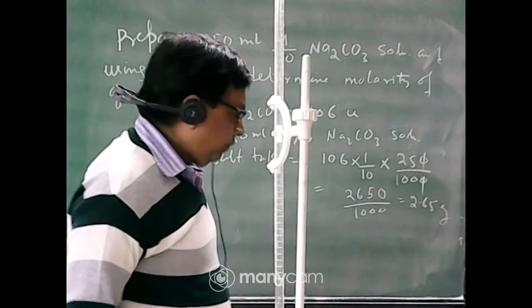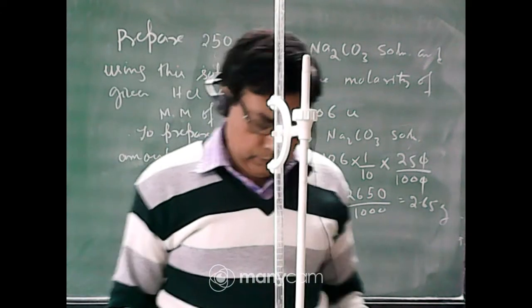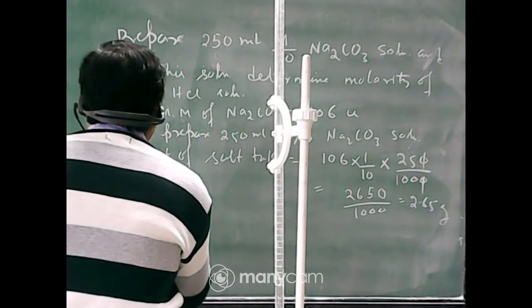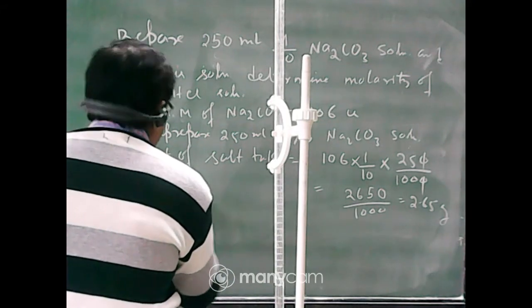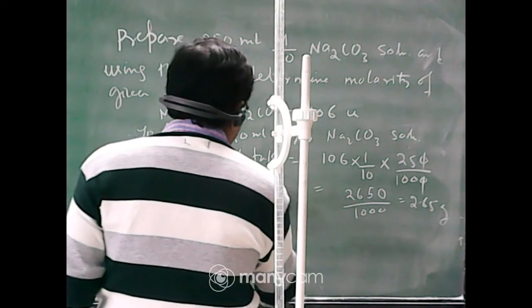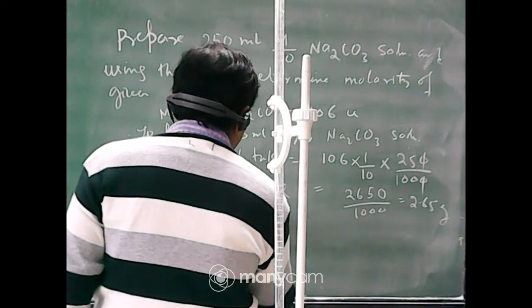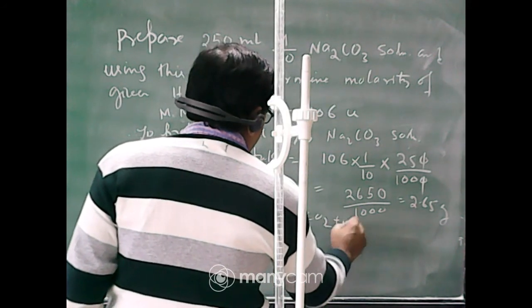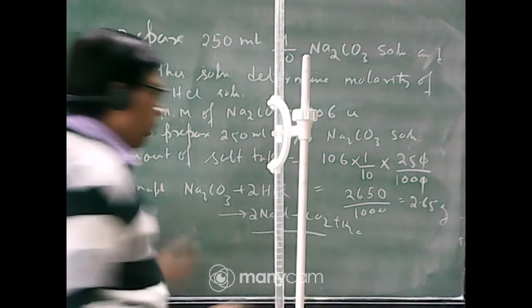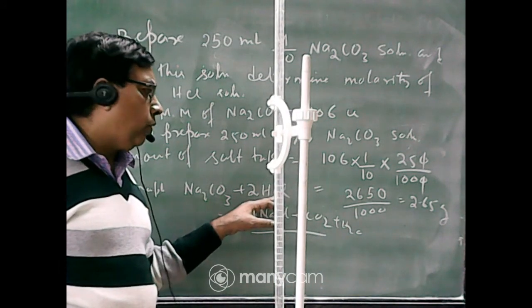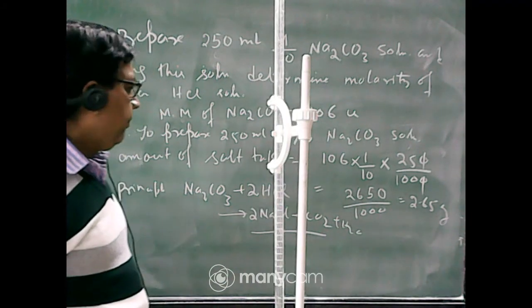Now, what is the equation that takes place? First the principle by equation. Principle: sodium carbonate Na2CO3 plus 2HCl gives 2NaCl plus CO2 plus water. That is, 1 mole sodium carbonate reacts with 2 mole HCl.